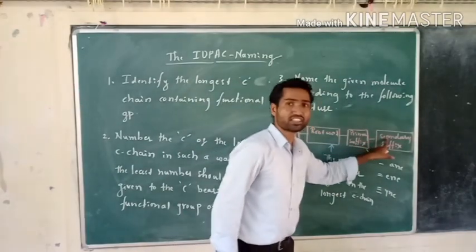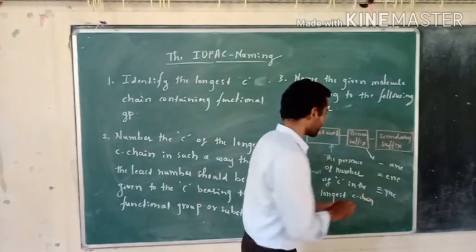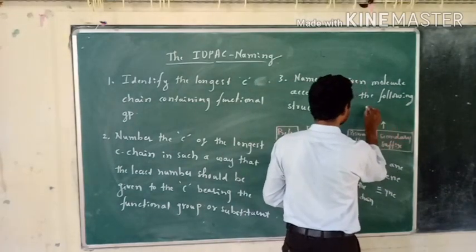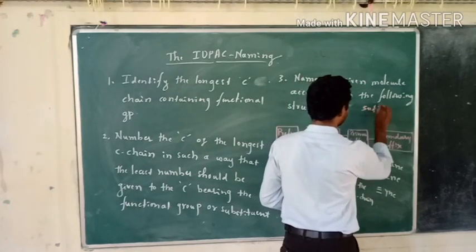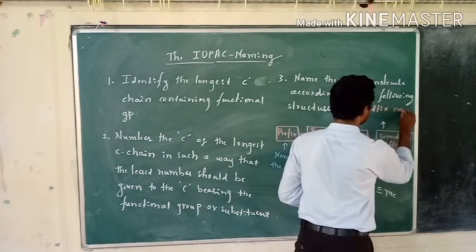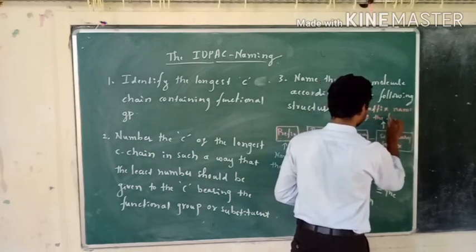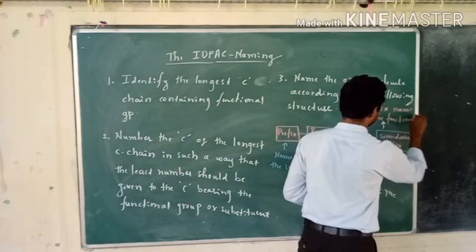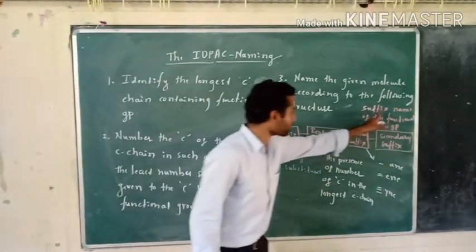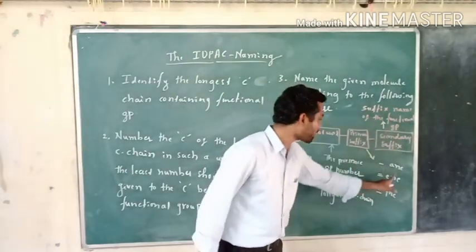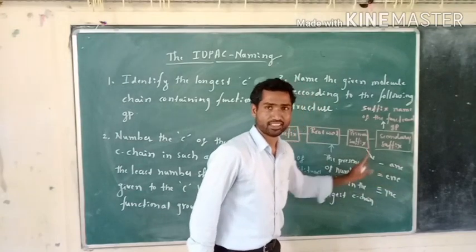So what does the secondary suffix indicate? It is nothing but the name of the functional group. I can write it as the suffix name of the functional group. While writing the suffix name of the functional group, we have to remove E from the primary suffix. That is the thing.